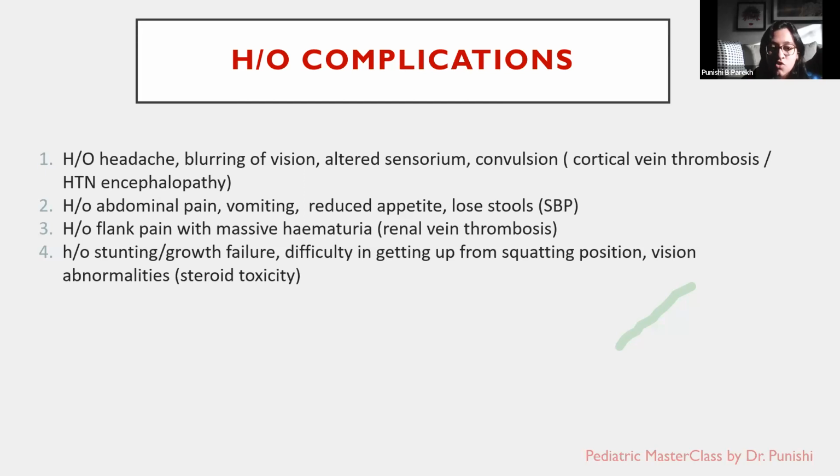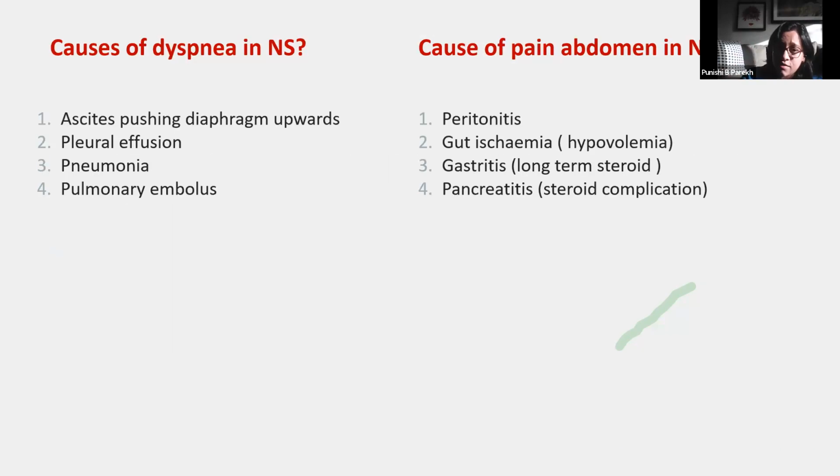So these questions need to be asked specifically in those kids who have had nephrotic syndrome as a chronic disease and have received immunosuppression for a longer duration of time. So these are the common complications of nephrotic. We saw why they develop these complications, what the symptoms are, and how you ask for history of complications in your history taking. Now, just interesting things as to what are the causes of dyspnea in a nephrotic.